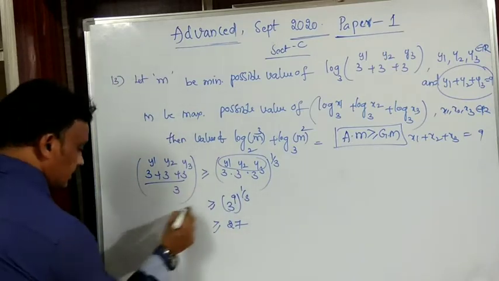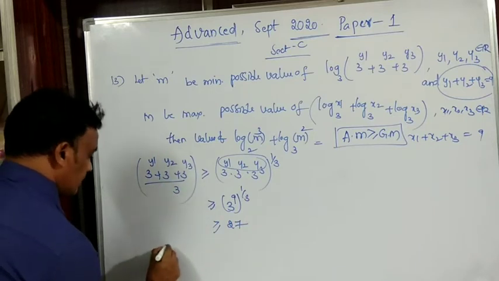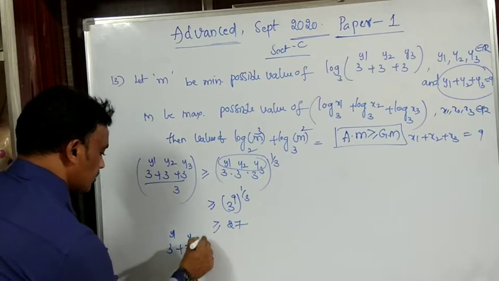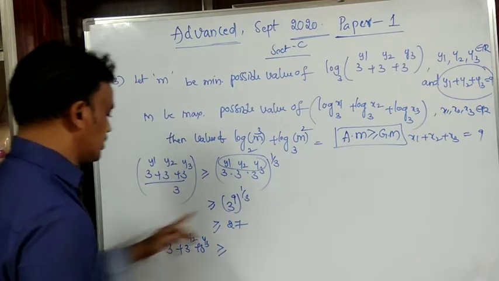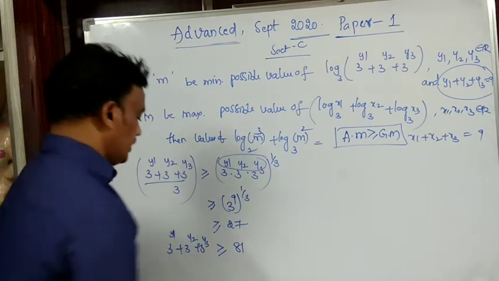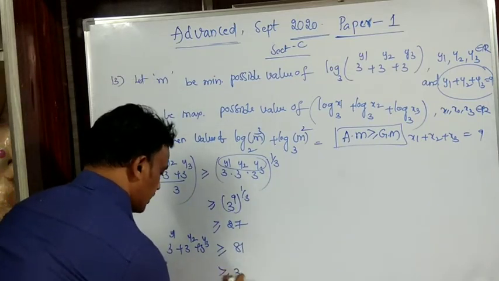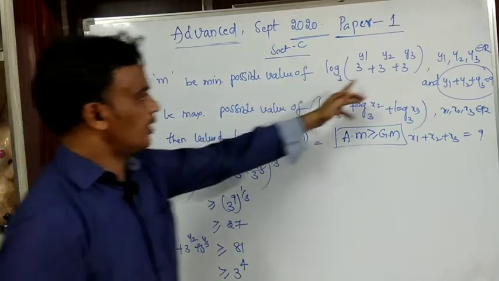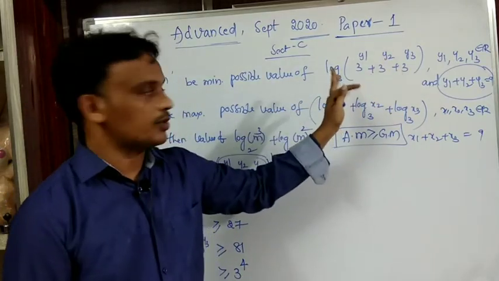Yes, then I can write clearly 3^y1 + 3^y2 + 3^y3 is greater than or equal to 81. That means it is greater than or equal to 3^4. Now our problem is applying the logarithm on both sides.